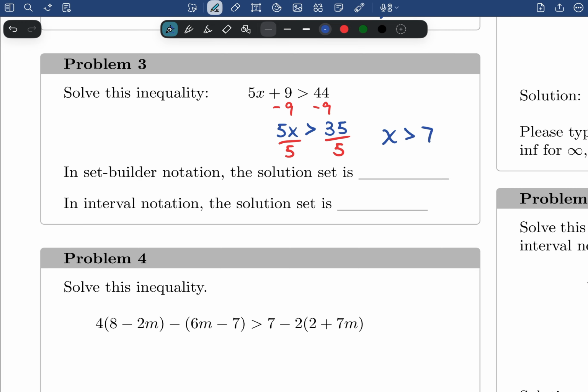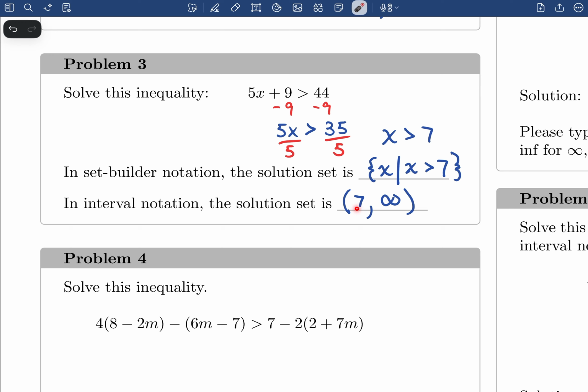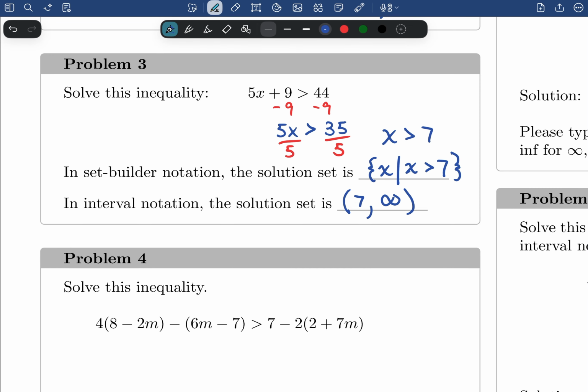Great. In set builder notation, the solution set is the set of all x values such that x is greater than 7. And I close off that set. That's set builder notation. In interval notation, the solution set is, well, all the values from 7 until positive infinity. So my interval notation begins at 7, ends at infinity, and to show you graphically, create a number line.